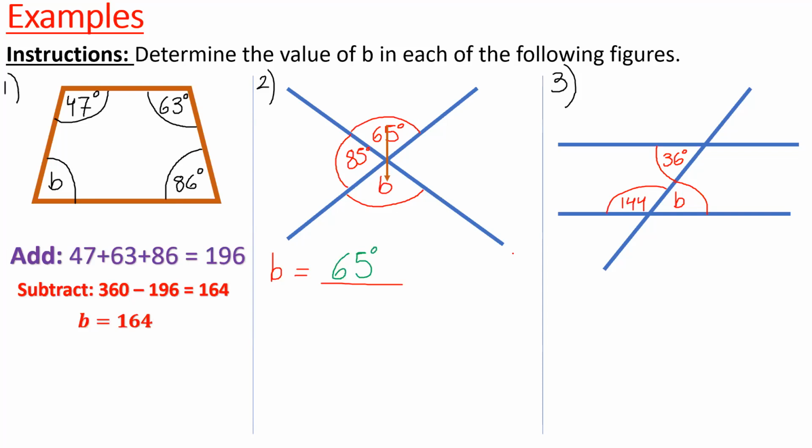Why do you say 36, Tegan? Because they're alternate angles and they form a Z shape. Very good. They form a Z shape. So you have to look for the Z shape whenever you're doing these. So the Z shape would be right there.